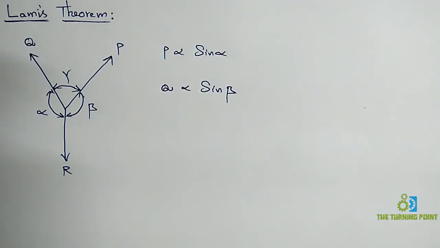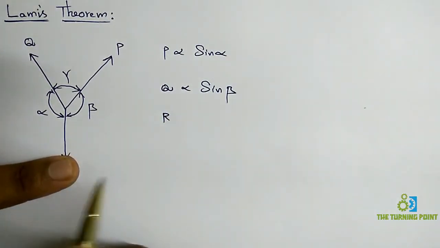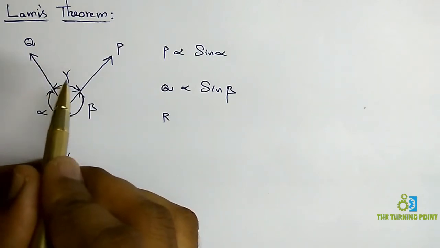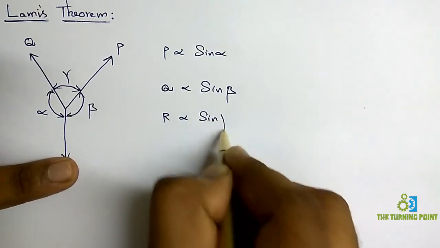Now consider the third force, which is R. Close R. R is directly proportional to the sine of the angle between the other two forces, which are P and Q. The angle between those two is gamma. So R is directly proportional to sine gamma.